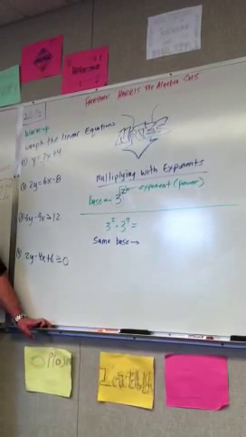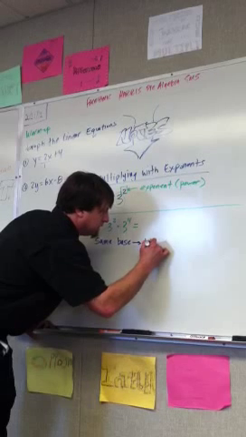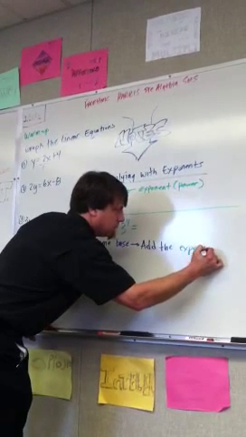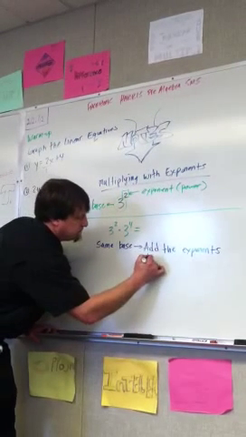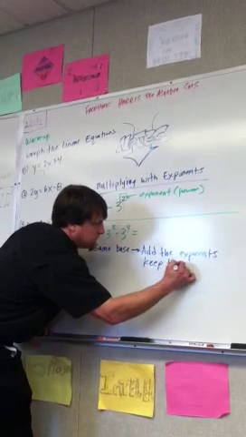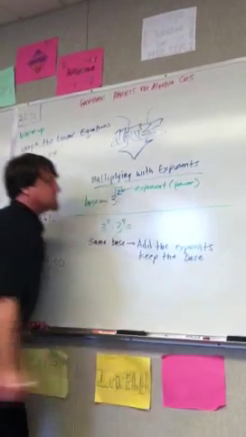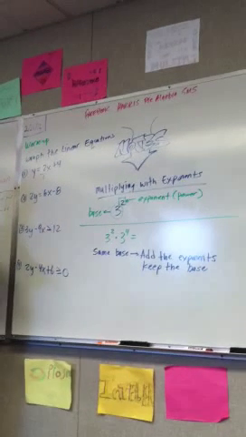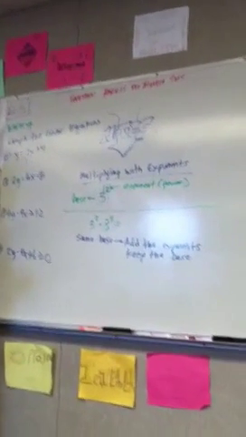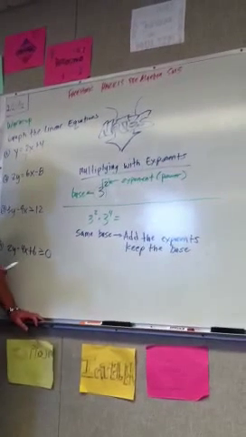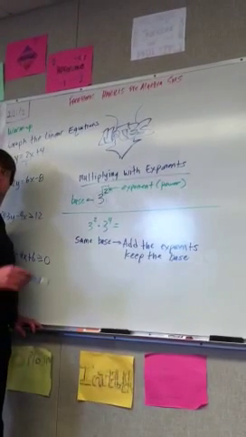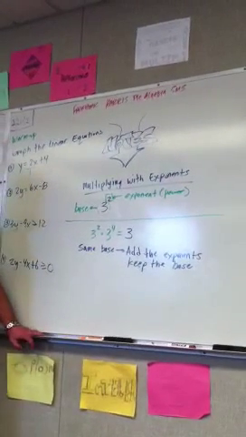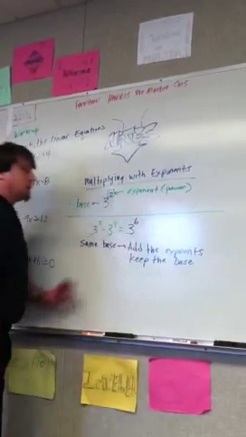Same base, this is really easy: add the exponents, keep the base. So if I'm going to add these exponents and keep the base, what's my base going to be? It's going to stay as a 3, and I'm going to add the exponents. 4 plus 2? 6.